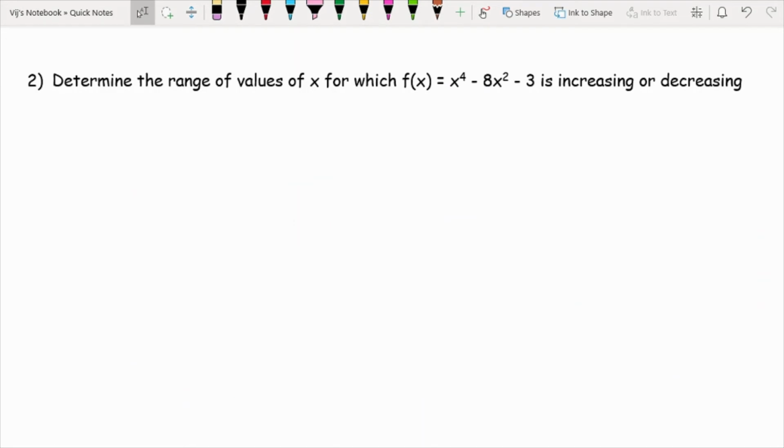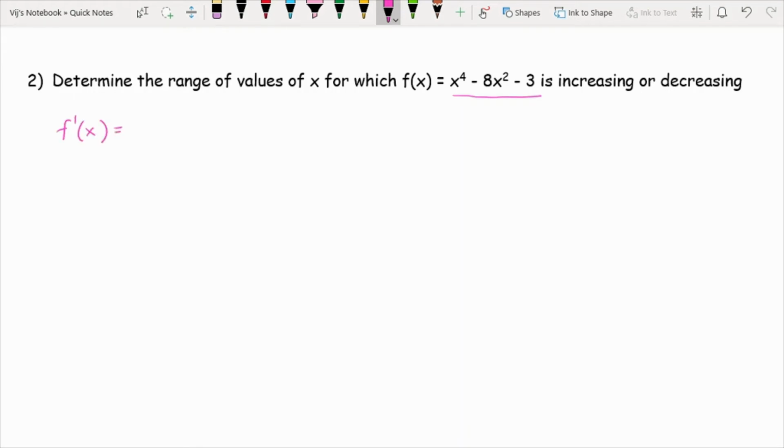So in our next example here, what we've been asked to do is determine the range of values of x for which f of x equals x to the power 4 minus 8x squared minus 3 is increasing or decreasing. So the first train of thought is we've got to find the stationary points. Looking at the equation, we've got no fractions, we've got no square roots, so I can go straight into differentiating f of x.